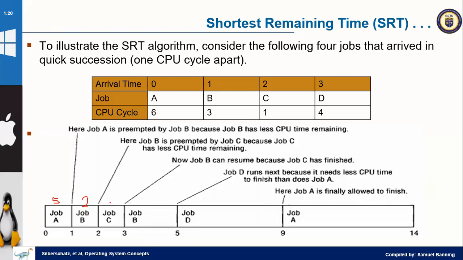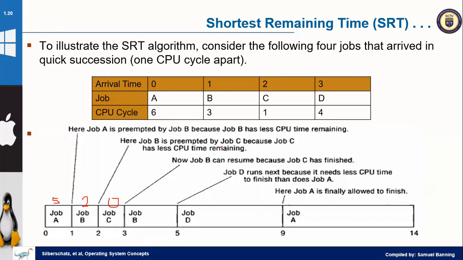Job C executes 1. Then job D arrives. At that time, job C has executed 1 and it had only 1 CPU cycle. Therefore, the remaining time for job C is 0. D has come in. D has 4. So now we have 5, 2, 0, and 4. Which one is the least? Job B, which now has 2. So B is again given the chance to execute.